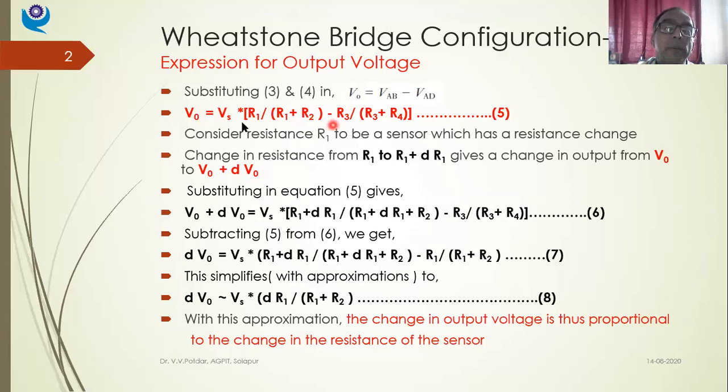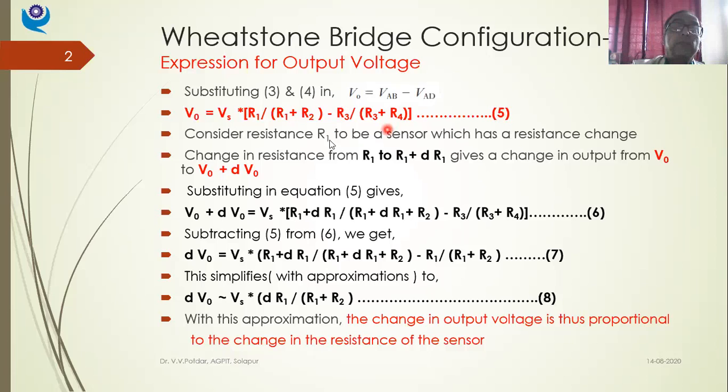So what you get? Vs is common. Instead of VAB, what I have? R1 upon R1 plus R2, minus, for VAD, R3 upon R3 plus R4. So this is the equation for output voltage V naught. Let us put it in a bracket: V naught will be equal to VAB minus VAD, which is equal to Vs into (R1 upon R1 plus R2 minus R3 upon R3 plus R4). This is my equation number 5. Okay. Let us move forward.